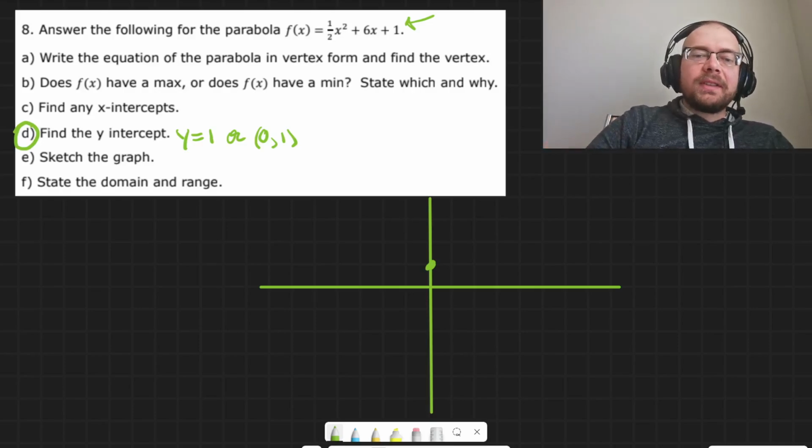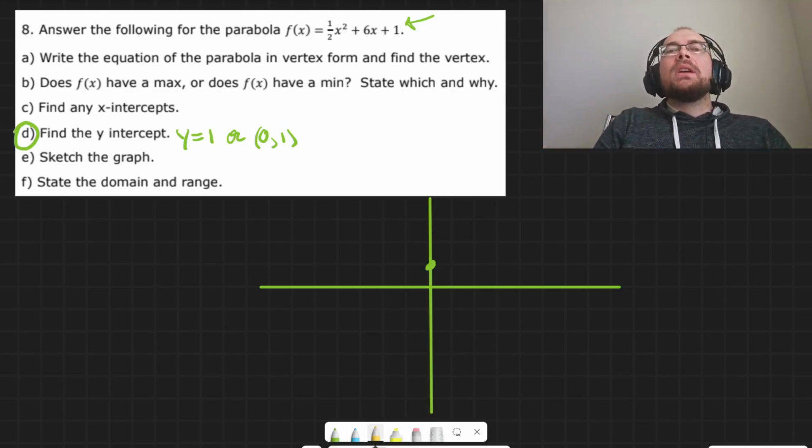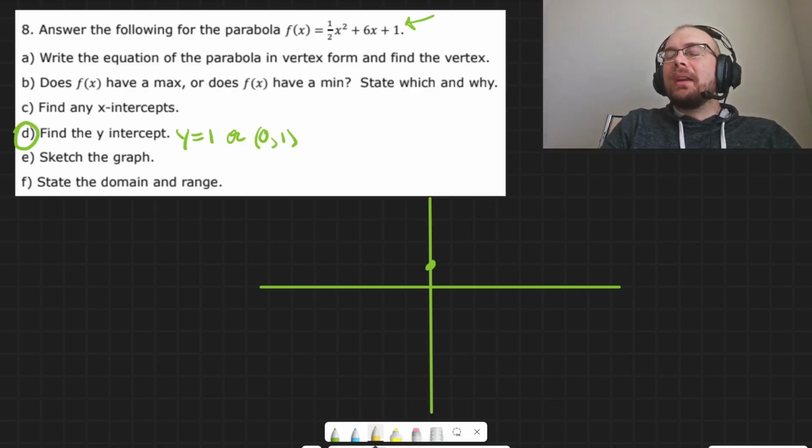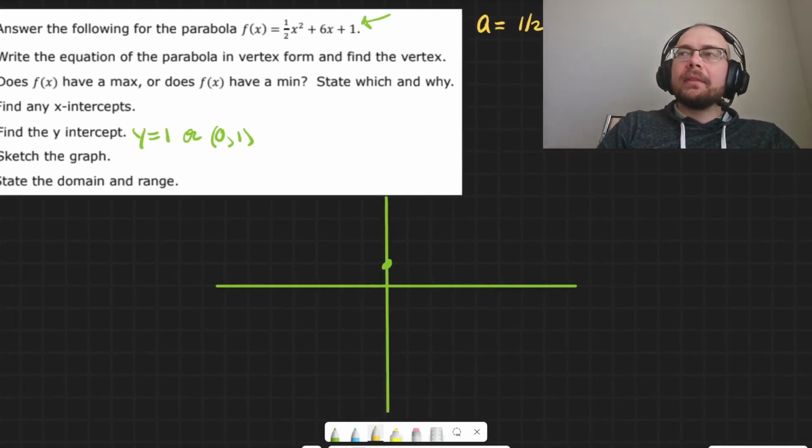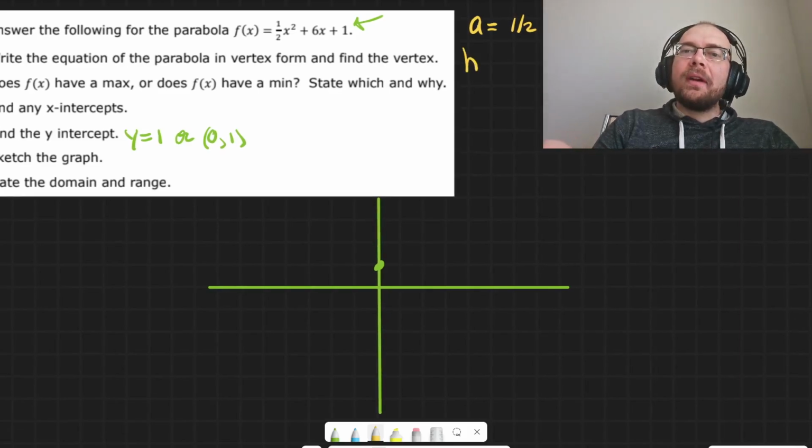But we do want to find the vertex, so I'm going to switch colors a little bit here. If we want to find the vertex, there's two different ways to do it. You can either put it in vertex form by using completing the square, or you can use the formulas to find out what the vertex is and then put it in vertex form that way. I actually prefer the second way, so we're going to do it that way. A, we already know, is 1/2. Let me move this over so you can see that. We need to find what h is, and we need to find what k is in order to put it in vertex form.